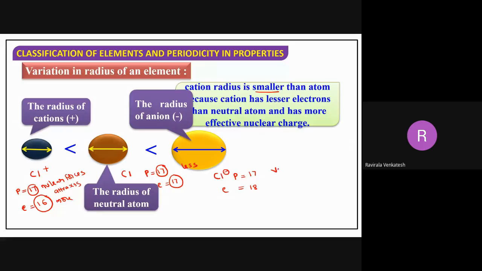Now here it will be very less. Very less means compared to this one only. I'm not saying very less means it will be very, very less. No. When you compare with this more value, it will be less. Now when nuclear force of attraction, NF I'm writing, NF, nuclear force of attractions are less, what happened? Size, obviously, increases. So this is the reason actually.